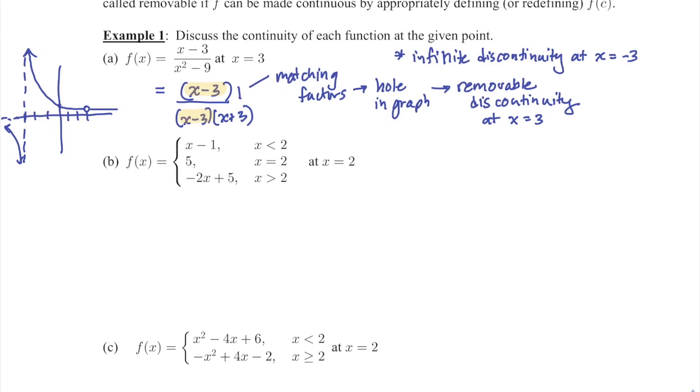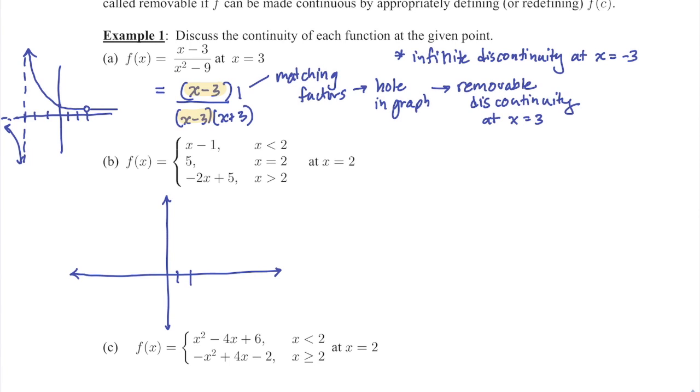All right, so most of the time when you have a removable discontinuity, that's going to be the result of matching factors in the numerator and the denominator. You'll also see them sometimes on piecewise functions where the piecewise function is just redefined at a point, which might be the case here in example B. Let's take a look. So here we have f of x equals x minus 1 for x less than 2. So I'm just going to make a quick sketch of this graph.